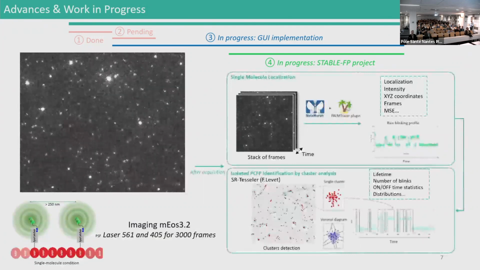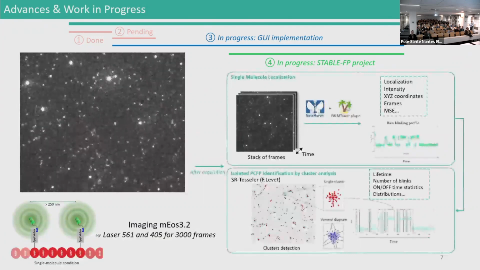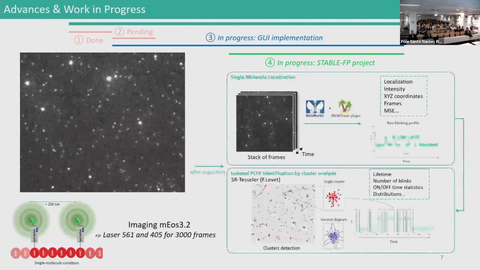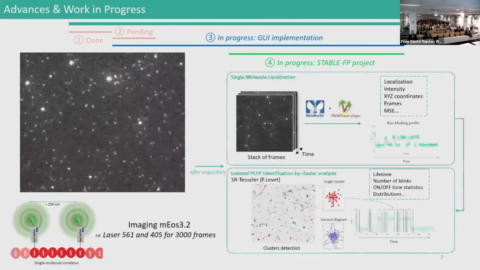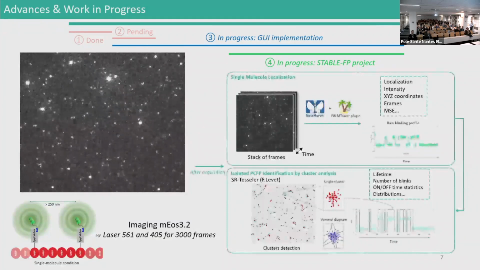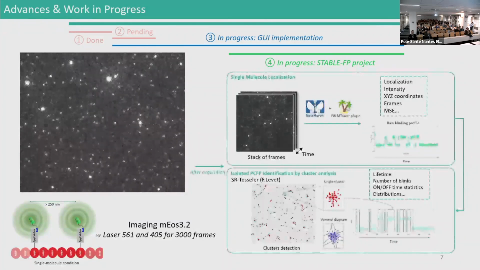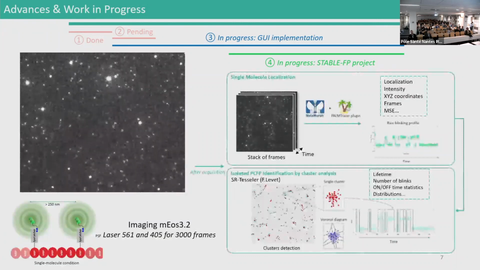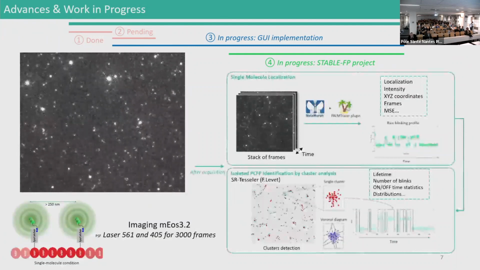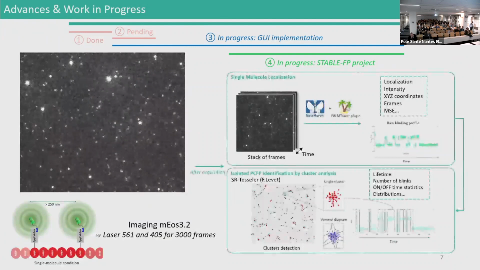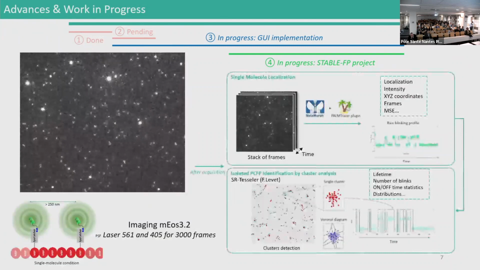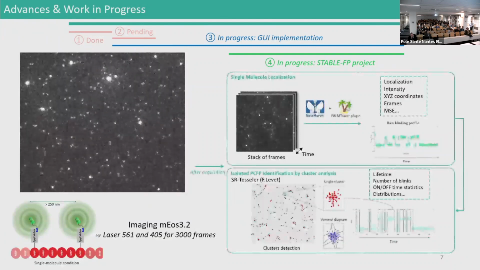And after a clustering step, we are able, for each cluster, to have information about the lifetime, the number of blinks, etc., inside a cluster. And so to link this to the transfer to the BIC, the idea is to have this kind of information and this kind of extraction in a GUI inside Metamorph. And for the Stable FP project, it is typically the kind of photophysical properties we are interested in. So this is the link between these two steps.